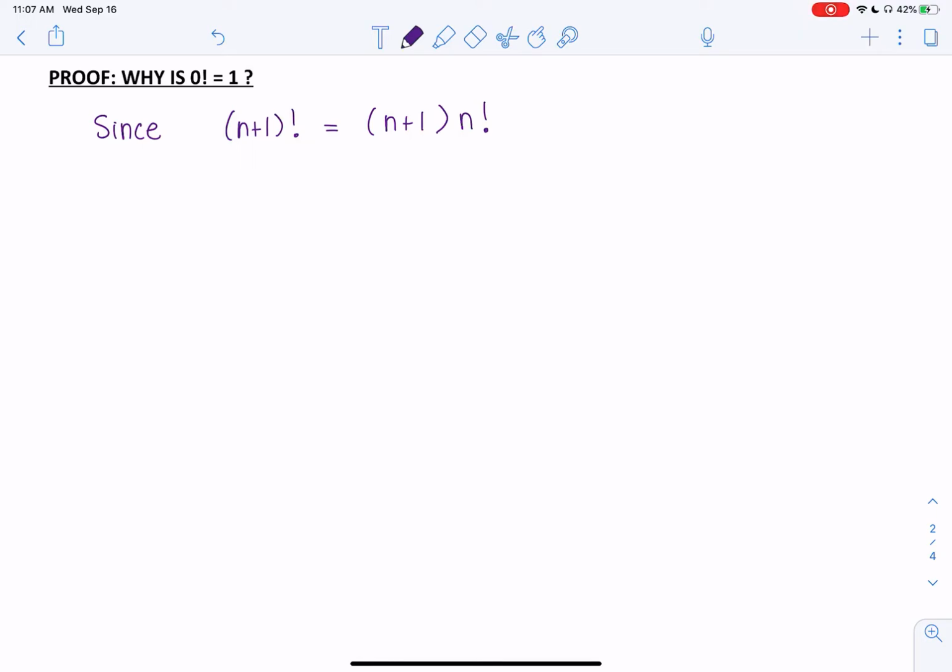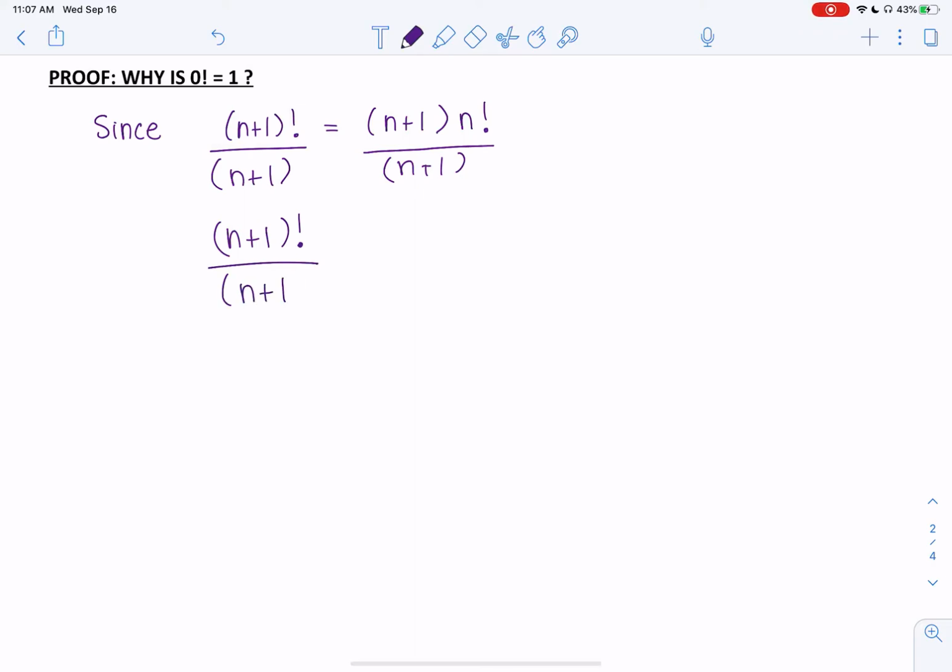Now, I'm going to rearrange this. So my goal is to get n factorial all by itself. So I'm going to divide by n plus 1, and if I do it there, I'm also going to do it here. So now I have n plus 1 factorial all over n plus 1 equals n factorial.